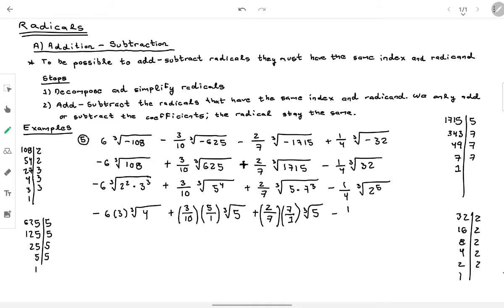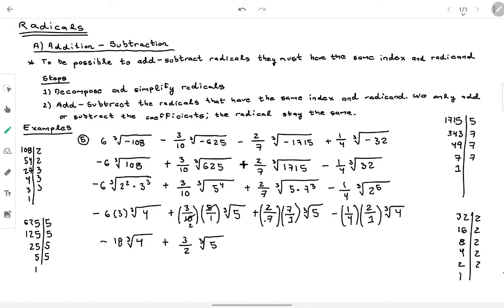The other one is going to be 1/4. That multiplies, here we can take out a 2. And in the inside part, going to be 2 squared, or 2 times 2, that it's going to be 4. So let's see, it's going to be minus 18, the cubic root of 4, plus here 5 and 10, we can simplify it. 5 and 10, it's going to be only 2 on the bottom, so it's going to be 3/2 of the cubic root of 5.